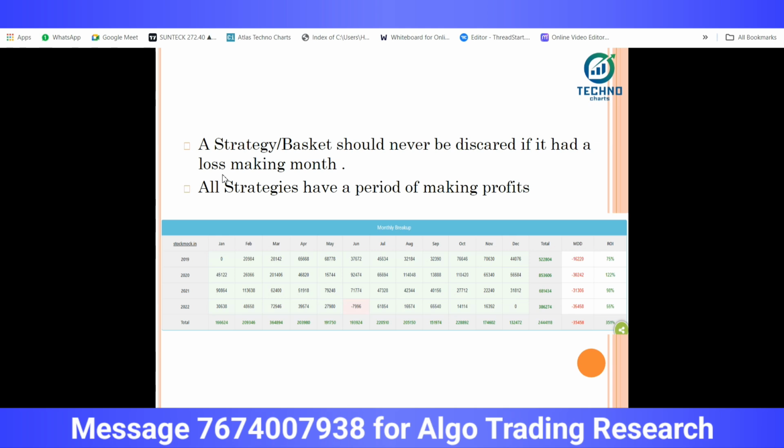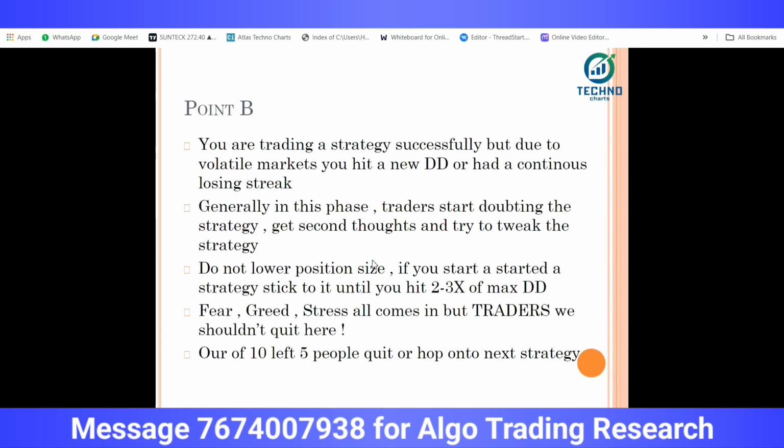ओके, सो और ऐसा भी नहीं है कि आपको ऐसी बास्केट ढूंढना है, ऐसा जरूरी नहीं है कि अ स्ट्रैटेजी शुड नेवर बी डिस्कार्डेड इफ इट हैज अ लॉस मेकिंग मंथ. मतलब क्या, आपको ऐसे बास्केट्स ढूंढने की जरूरत नहीं है कि हर महीना उसका ग्रीन ही होना चाहिए. कुछ लॉस मंथ रहे उस स्ट्रैटेजी में तो बेटर रहेगा, क्योंकि हो सकता है अगर उसका हिस्ट्री में कभी भी कोई लॉस मंथ नहीं हो, तो हो सकता है कि as soon as you start, you will start facing losses.